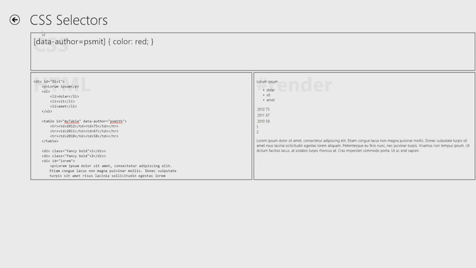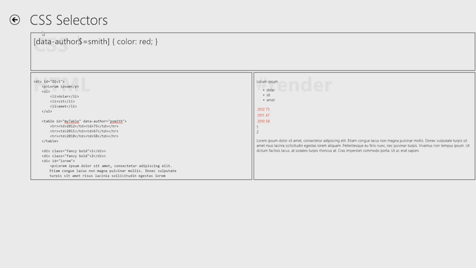Now notice the table doesn't work if I don't explicitly say P. Smith and get it exactly right. But if I say any table that was authored by Smith, I could use the dollar sign and an equal sign to mean it's terminated by or ends with. This is the equivalent of ends with. So any table, actually in this case any element, that has a data author attribute that ends with Smith is going to be colored red now. That's powerful stuff.